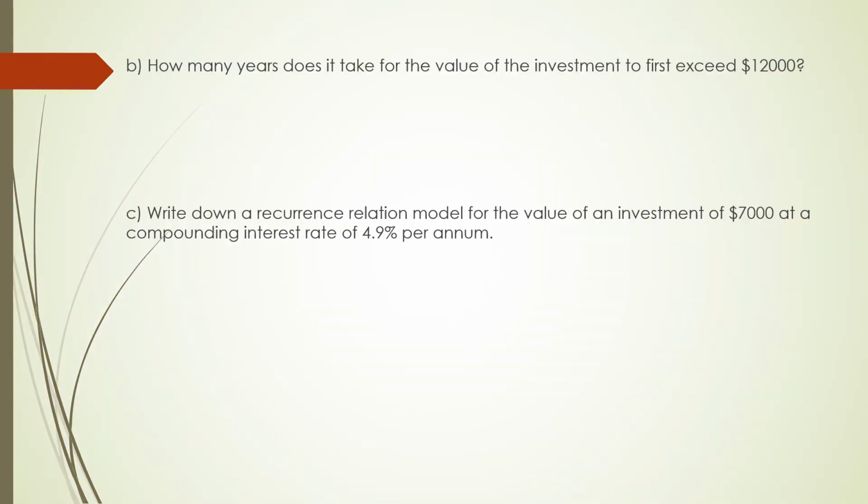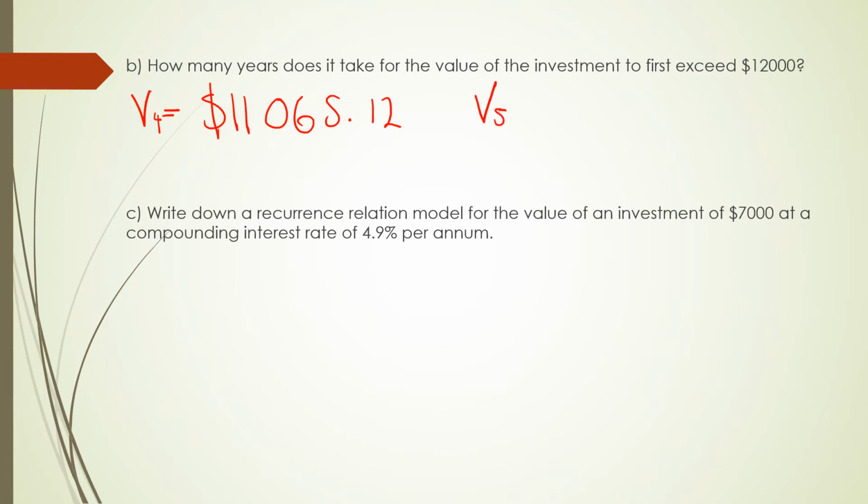Part B, how many years does it take for the value of the investment to first exceed $12,000? Well, we already know what the value was for V1, 2, and 3, so now we can continue that pattern and keep going until we exceed $12,000. So V4, all right, you should know how to do the structure of the working out, 1.053 times the previous term. In the interest of saving time, I'm going to write the answers. So V4, you type that into your CAS, you get $11,065.12.